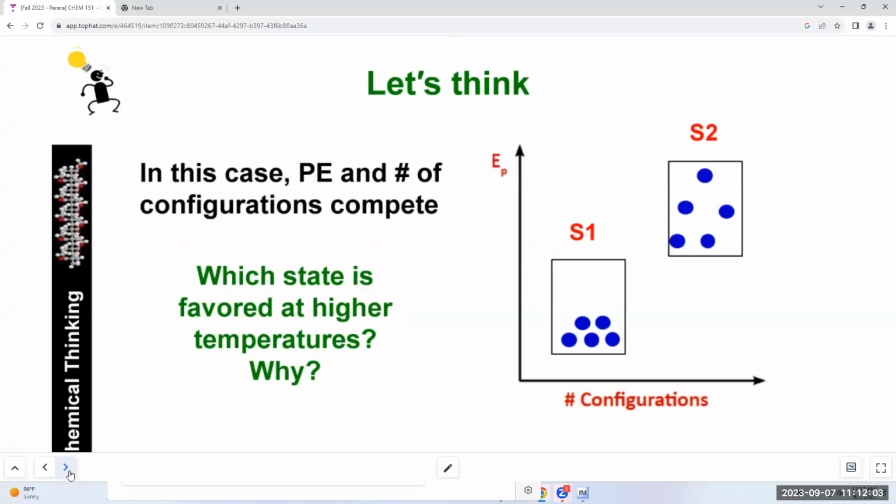Why not talk about temperature dependence now? Here's the same PEC diagram we came up with before. What I want you to do is tell me if we increase the temperature, what state, S1 or S2, will be favored. One of the usual questions I get is, what do you mean by favored? That is more probable. More likely to occur.